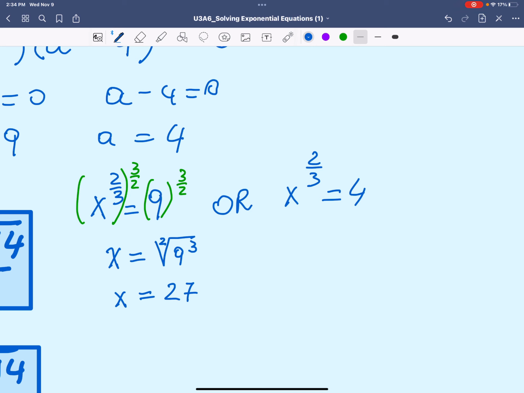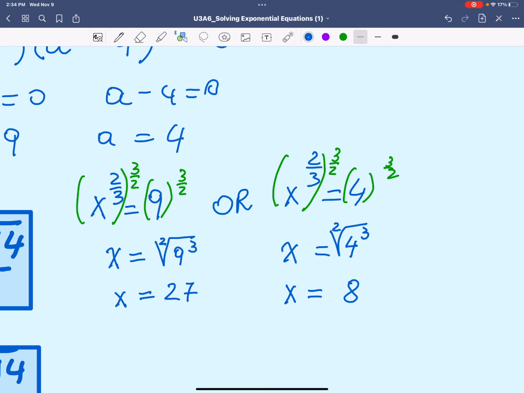On the other hand, we have something similar here. We bring this to the power of 3 over 2, both sides. And now we have x equals 4 to the power of 3 over 2, or in other words, the square root of 4 to the power 3. Square root of 4 is 2, to the power of 3 is 8. So the answer is 8. So the solutions in this case are x equals 27 and x equals 8.